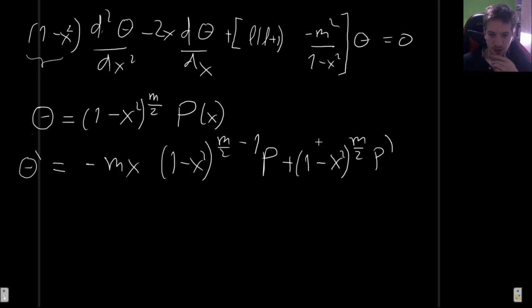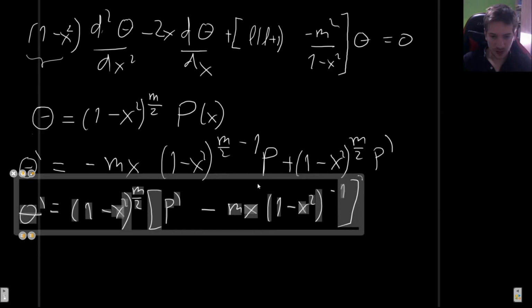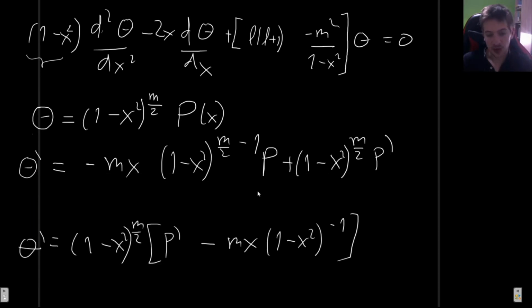Now both of these are multiplied by this 1 minus x squared to the m half, so let's just factor that out. This is a little bit simpler. So we get 1 minus x squared to the m half power, sorry, and this is going to be a product of, let me write this first because it's positive and I like it that way, p prime minus mx times 1 minus x squared to the minus first power, times p. This is going to be the most compact form that we're going to use later.